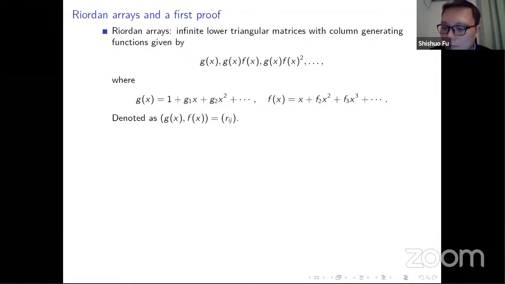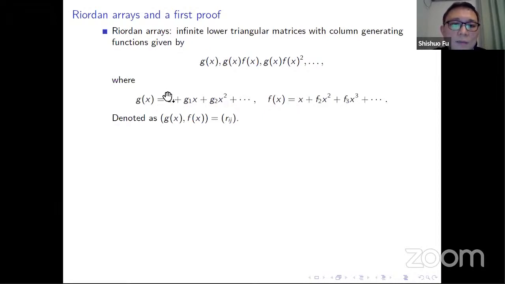In other words, the column generating functions behave like geometric series. Right? Each consecutive column generating function has this constant ratio. If that's the case, then this triangular array is called a Riordan array. Of course, we have some further conditions.